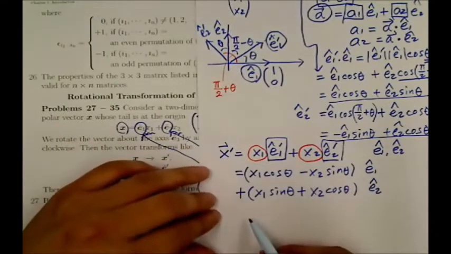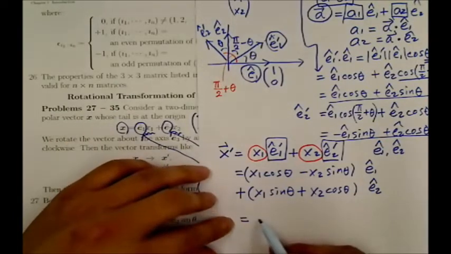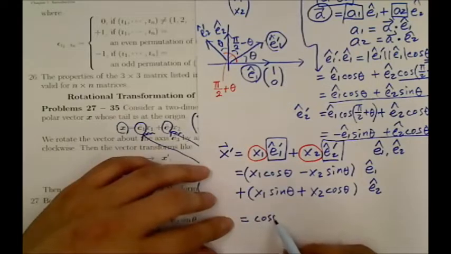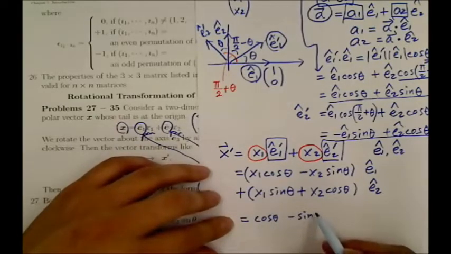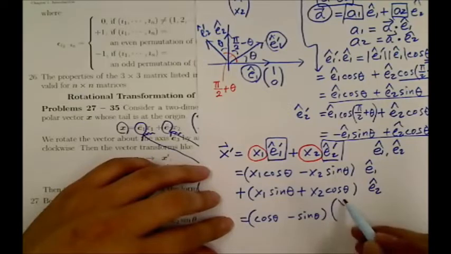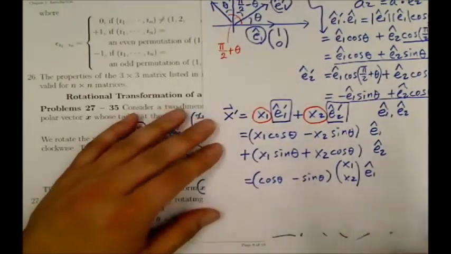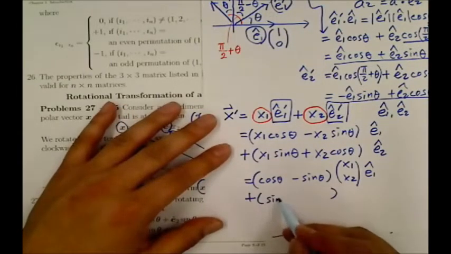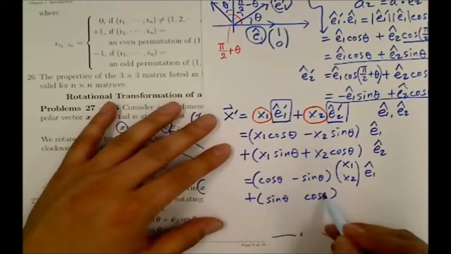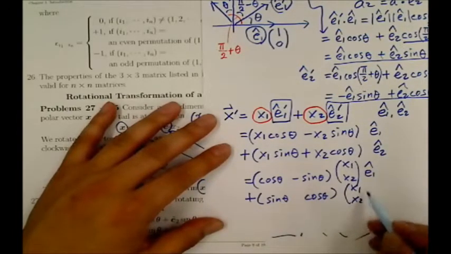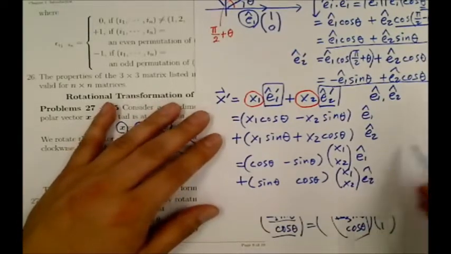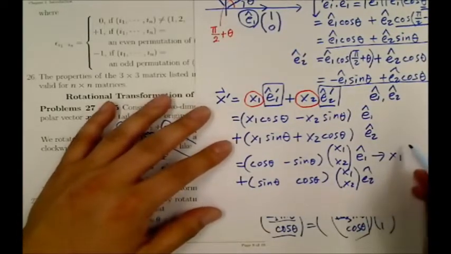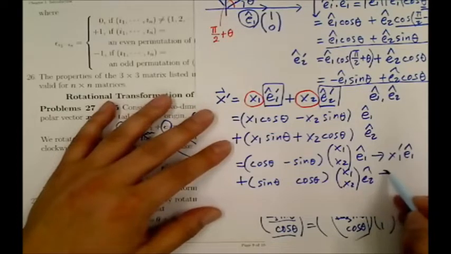This means I can rewrite this one as cosine theta minus sine theta x1, x2, e1, and plus sine theta cosine theta x1, x2, e2. Actually, this one is x1 prime e1 hat. This one is x2 prime e2 hat.